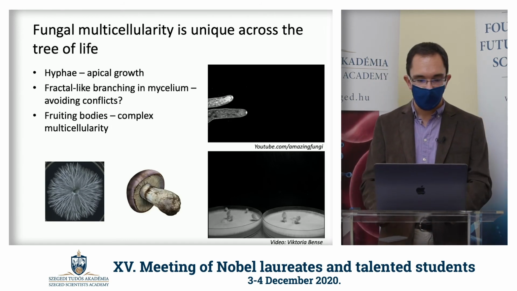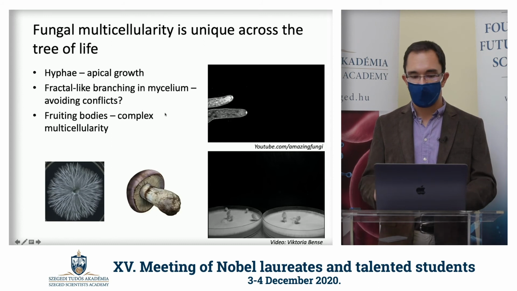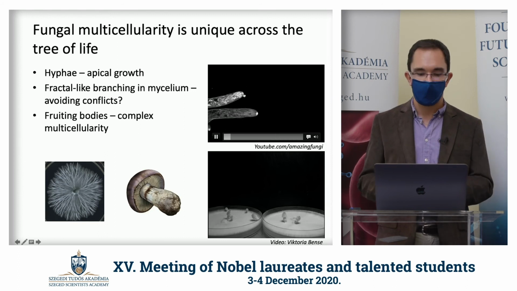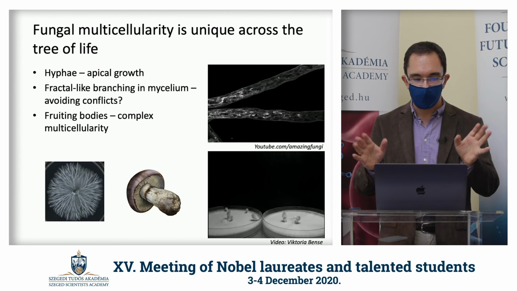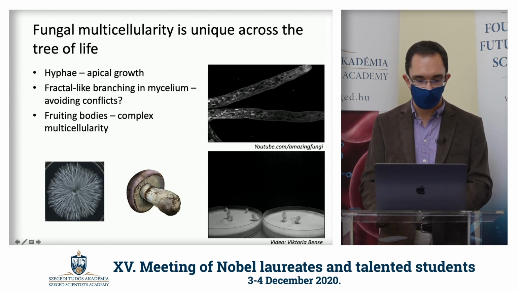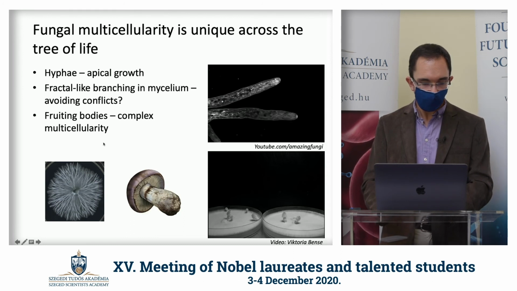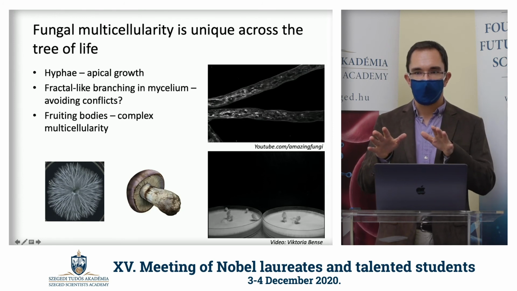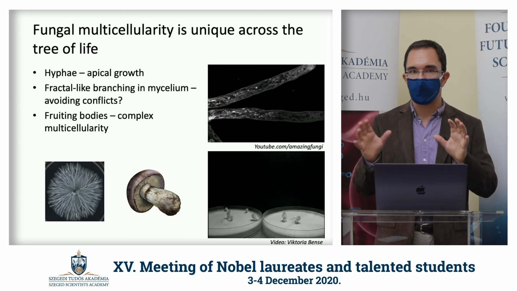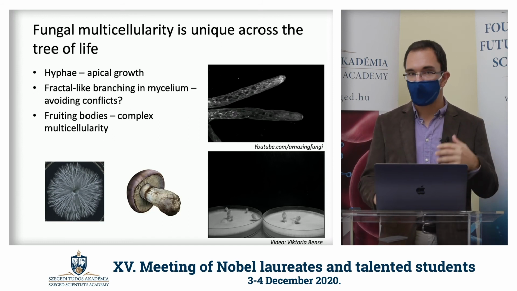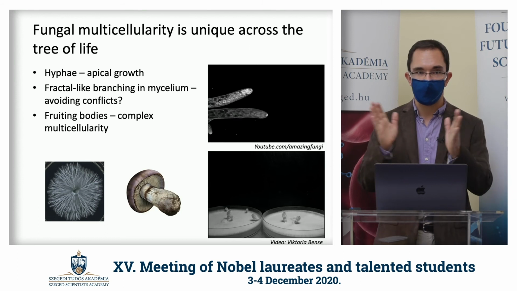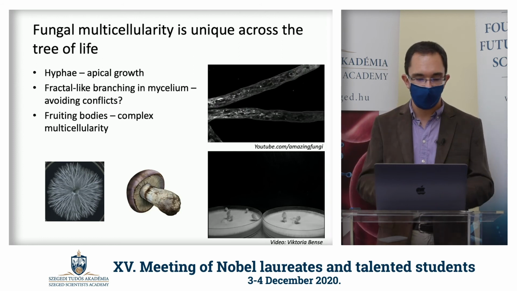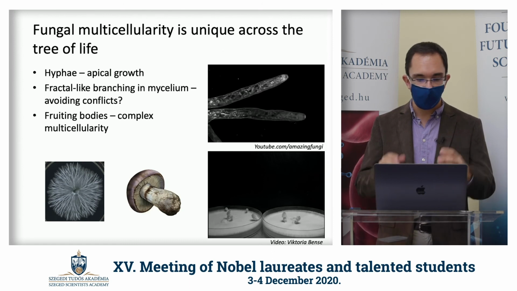What are the genetic determinants of the evolution of multicellularity? In the case of fungi, multicellularity is realized by apically growing hyphae. You can see on the video that these hyphae are growing really fast at their tips, and they invade new environments and new habitats with this fast apical growth. They branch in a fractal-like manner, so that the branching events fill the available space in the most optimal manner. This might enable them to avoid conflicts between individual hyphae, which is often a great problem when multiple individuals come together and they have to cooperate with each other to be able to achieve a higher fitness.